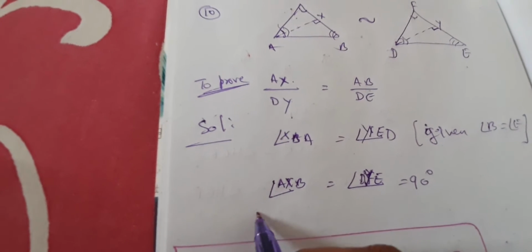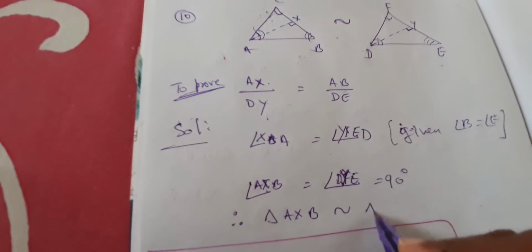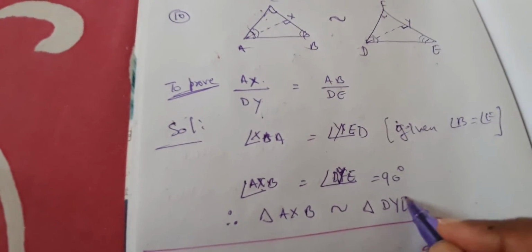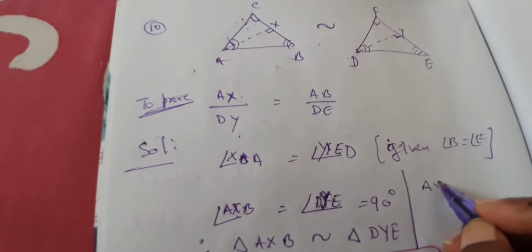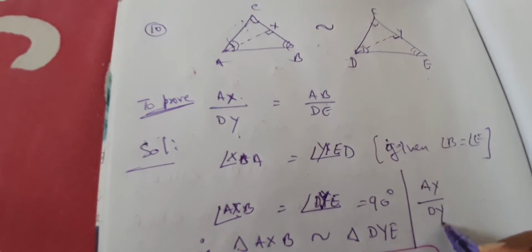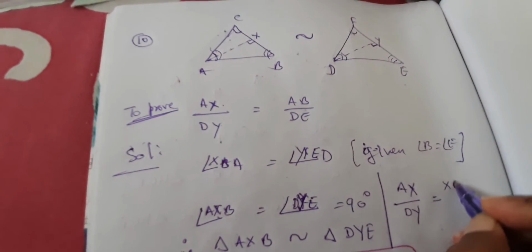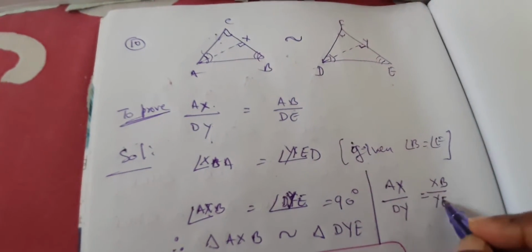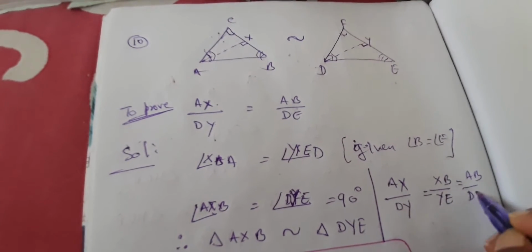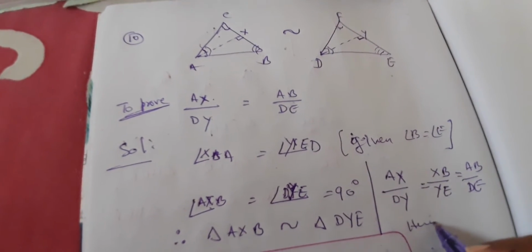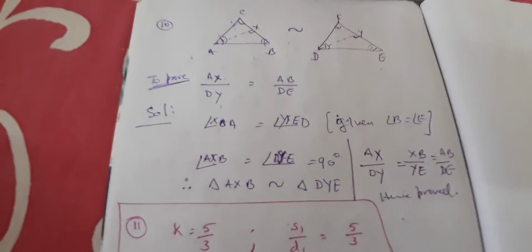Therefore triangle AXB is similar to triangle DYE. So AX by DY, the one which corresponds to AX, is equal to XB by YE. I am writing the third one also, AB by DE. Hence proved. Okay, children, all are of similar kind.